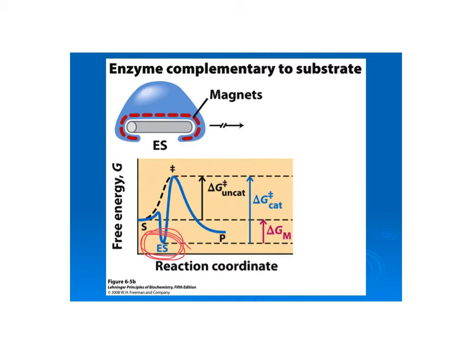That's why the traditional lock and key can't be completely correct, because if that's true, the ES complex or the EP complex, here we're just showing one, is so perfectly happy that why would it ever want to leave? It's much lower in energy. Why make the effort to ever leave? And so that's the whole idea of the transition state theory and induced binding.